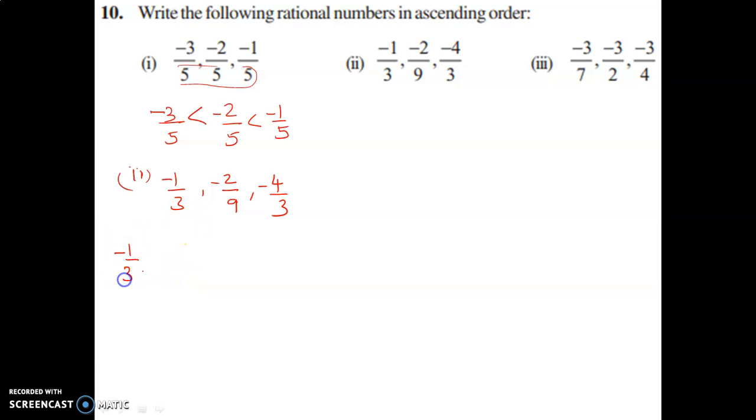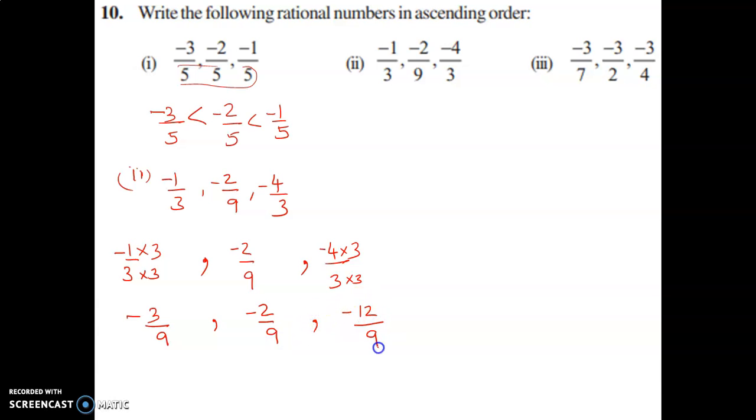So, minus 1 by 3 into 3 into 3, comma. I will write this minus 2 by 9 as it is, comma. I have to change this with denominator 9. So, it should be multiplied by 3. And I get minus 3 by 9, minus 2 by 9 as it is, here minus 12 by 9.